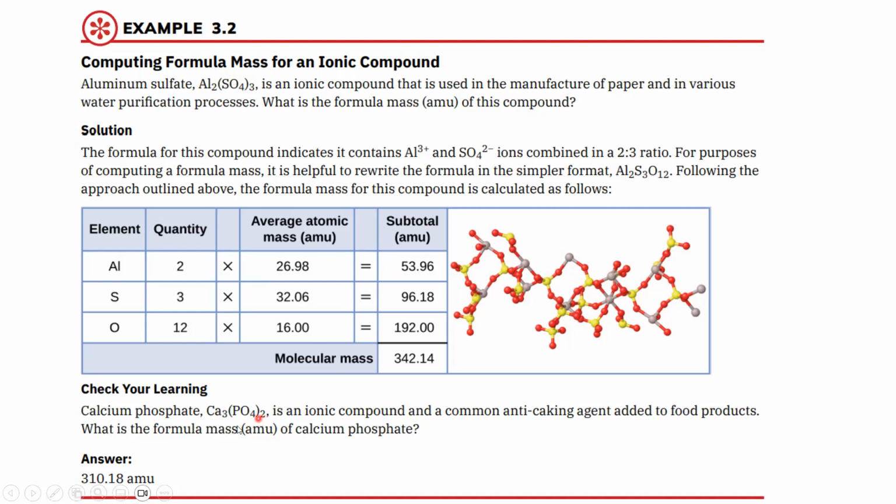Similarly with calcium phosphate, we'd have 3 calcium, but then we'd have 2 of these phosphate ions, so we'd have 2 phosphorus, we'd have 8 oxygens, and if we added up all of those different atoms, we'd wind up with 310.18 as our molecular mass in atomic mass units.